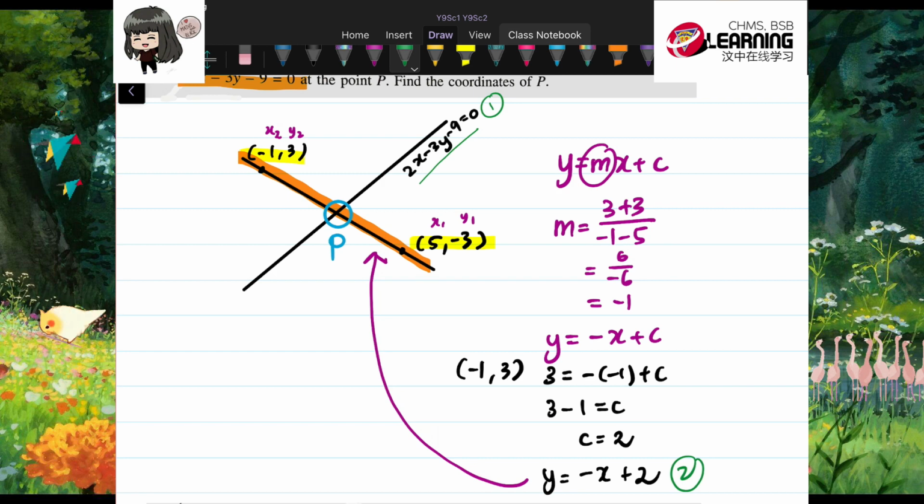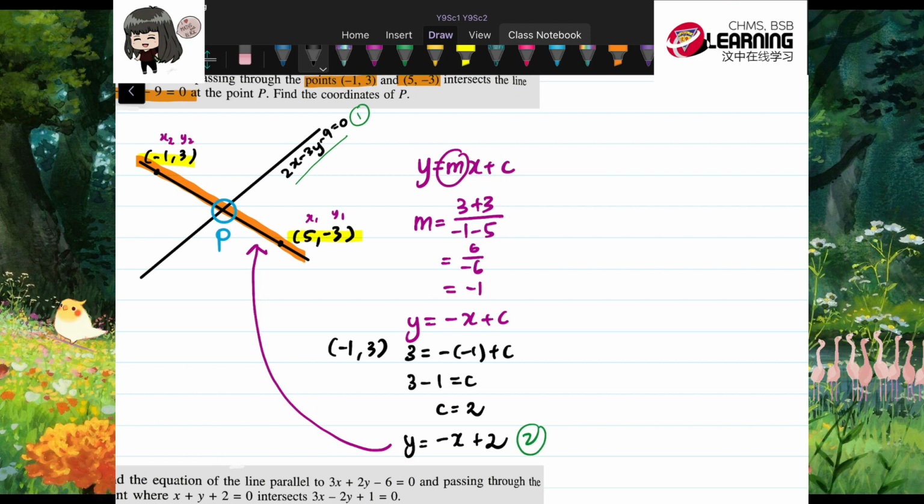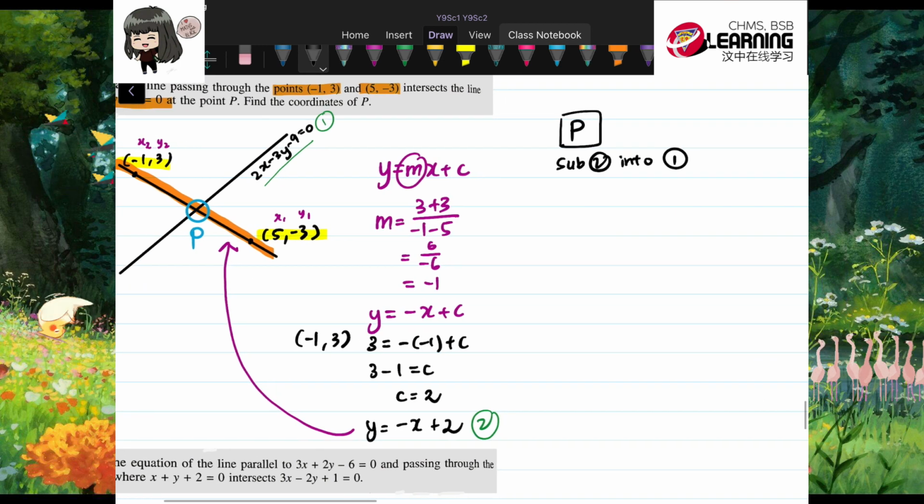These two lines cross each other at coordinate P. So to find coordinate P, okay, so now we are finding the coordinate of P. To find the coordinate of P, we solve simultaneous equations. We sub in the second equation into the first equation because it's already y as subject.